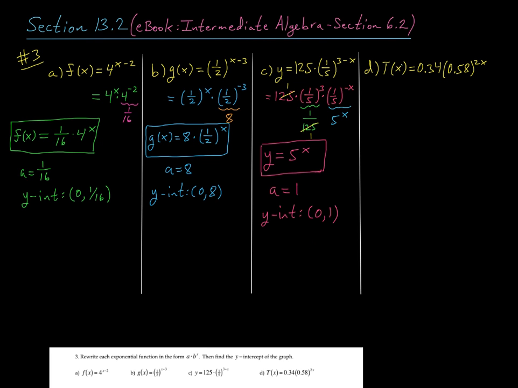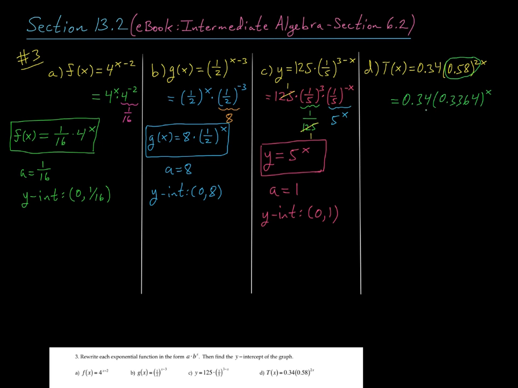All right. And then for D, t of x is equal to 0.34 times 0.58 to the 2x. So here, notice that square there. We saw this in problem 2 as well. Okay, this 0.58 is going to be squared. And when you do that, you come out with 0.3364. And that's being raised to the x power.